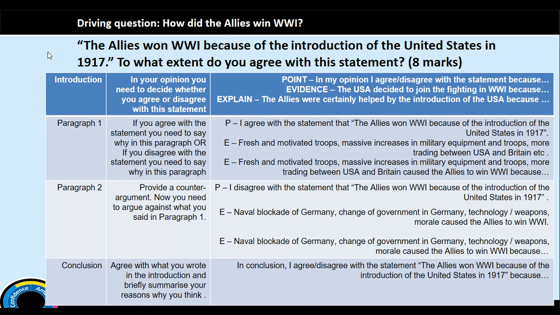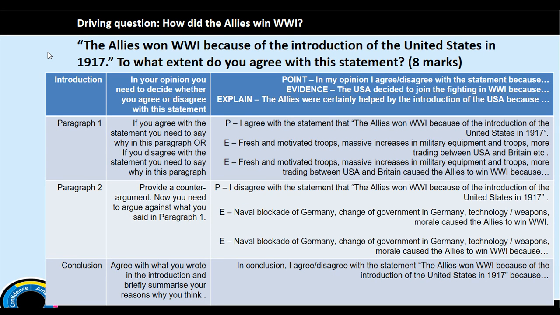Now we're going to have a go at answering an 8-mark exam question. For this 8-mark question, which can be located by finding the assignment labelled L5 exam question, I have helpfully provided you with this table, including your structure in the first column, what you should be arguing in each paragraph, and how to argue in each paragraph. This information is also included on the document in order to help you.